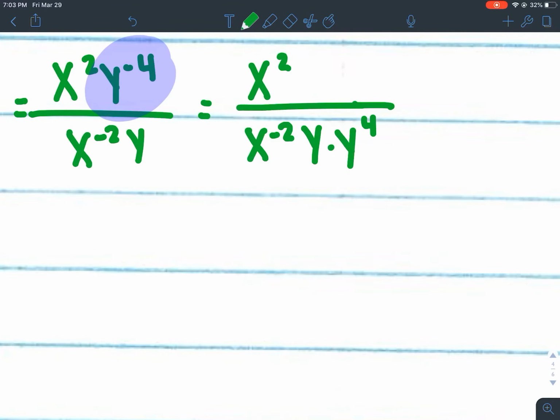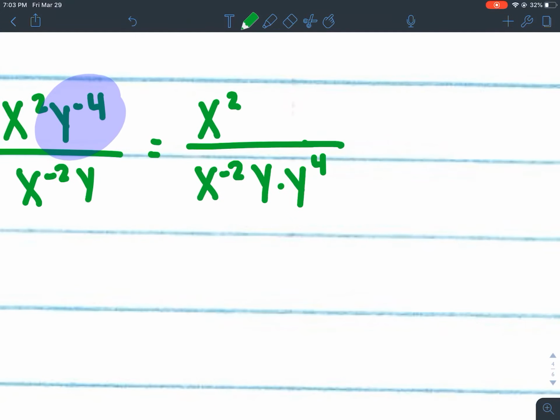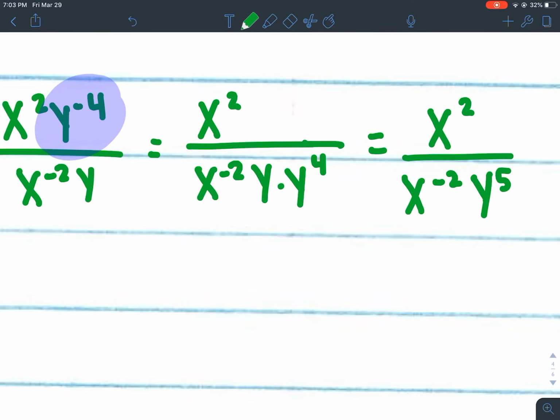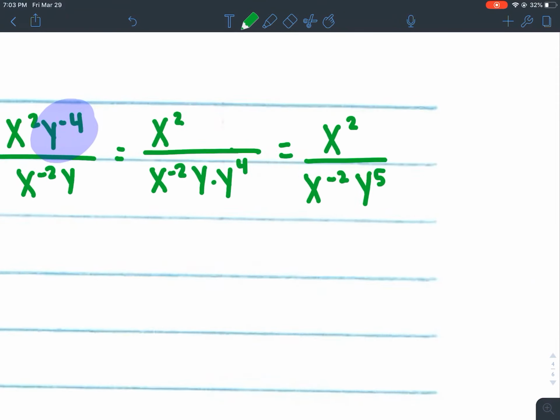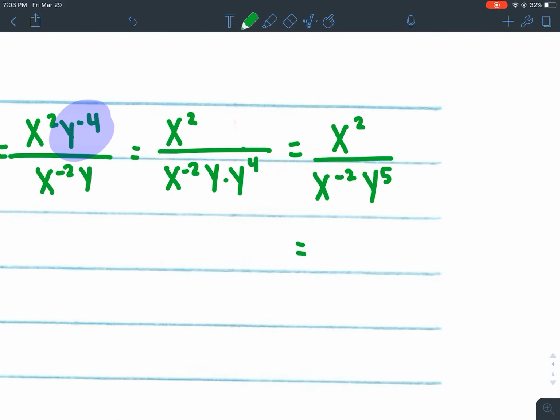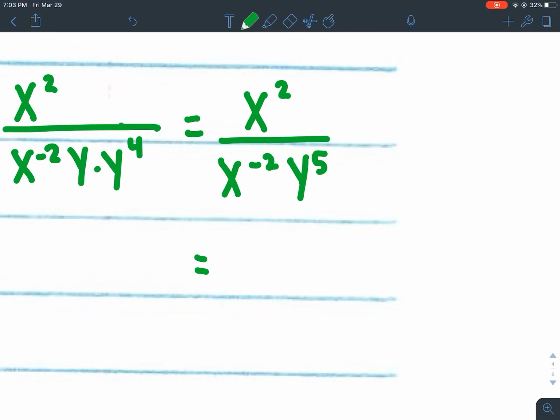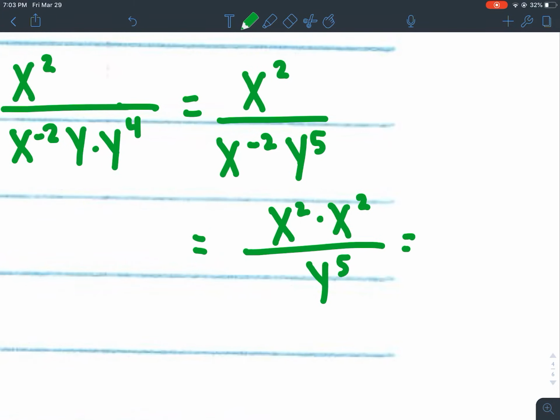Because it was negative in the top and then we moved it. Alright, so I can combine these. That's going to give me x squared over x to the negative 2, y to the 5th. And then last step here, I need to move the x to the negative 2 to the top. So I have x squared times x squared over y to the 5th. That's x to the 4th over y to the 5th.